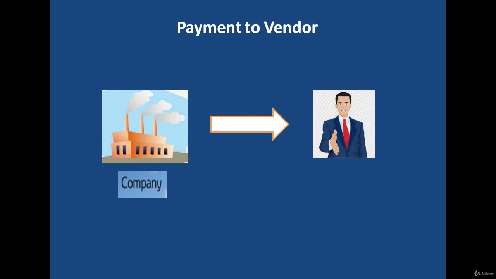Here we can see from the beginning, from determining the raw material up to the payment to the vendor, how the cycle works. So this is the normal standard procure to pay cycle.